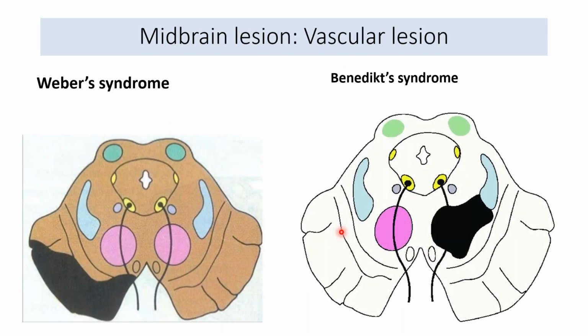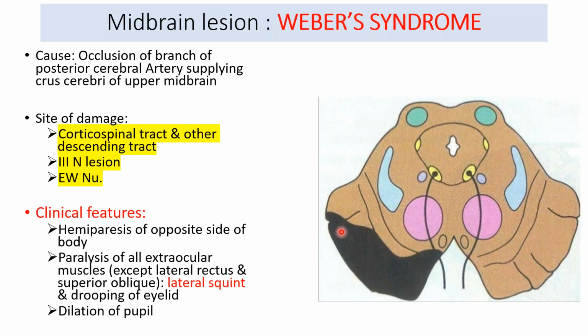So coming to the lesions of the midbrain, the vascular lesions, these are the two important vascular lesions, Weber's syndrome and Benedict's syndrome. Weber syndrome is because of the occlusion of branches of the posterior cerebral artery, which supplies the crus cerebri and upper part of the midbrain. So the tracts, corticospinal tract, descending tracts, are all involved majorly, along with the third cranial nerve and Edinger-Westphal nucleus. So they will lead to hemiparesis of the opposite side of the body because of the corticospinal tract involvement. Paralysis of extraocular muscles will take place except lateral rectus and superior oblique because of oculomotor nerve lesion.